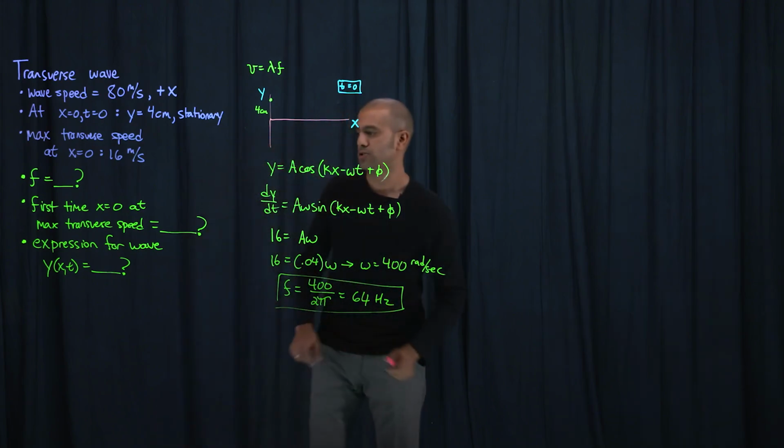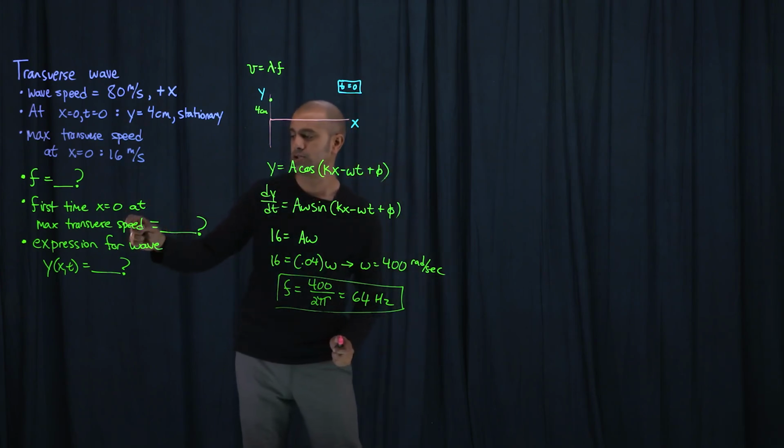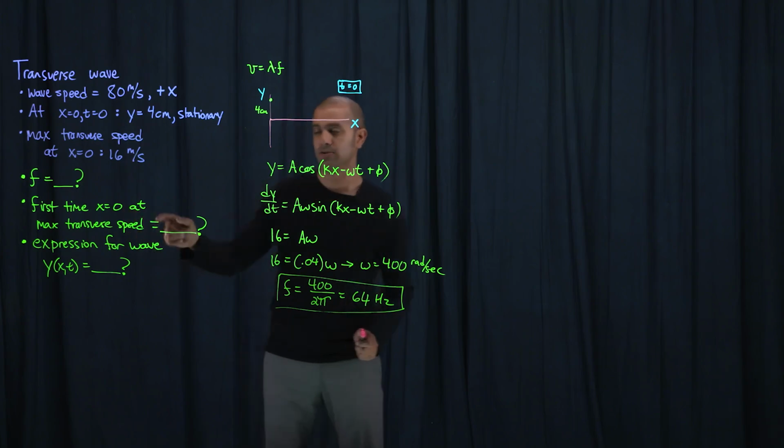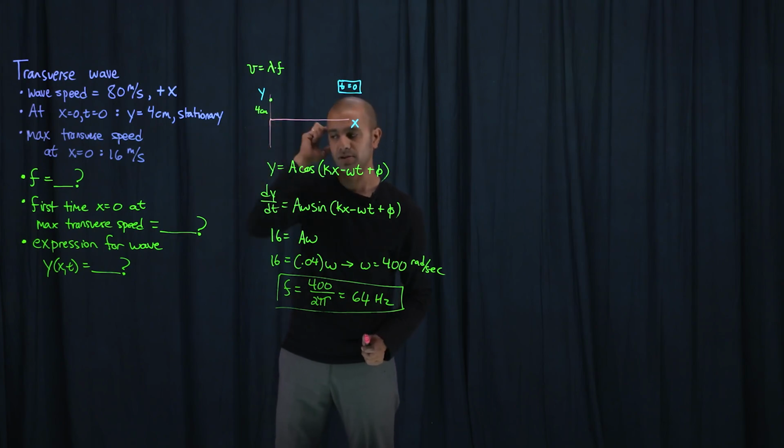Now the second part of the question asks us to find the first time at x equals 0 at which it hits its max transverse speed. So the point at x equals 0, so we're still talking about this part of the string. When will it hit its max transverse speed?